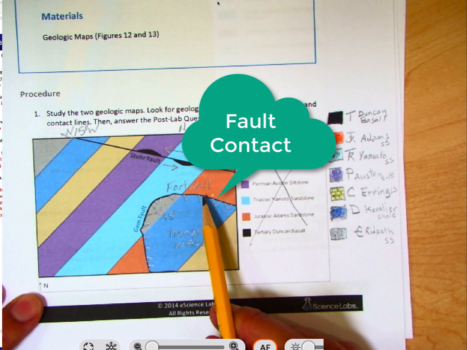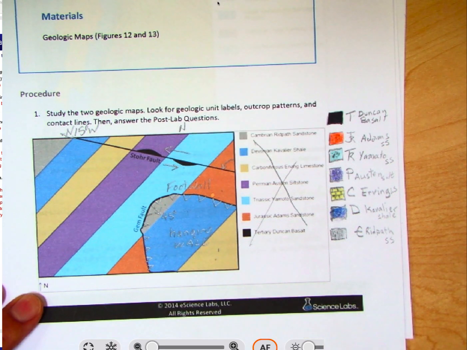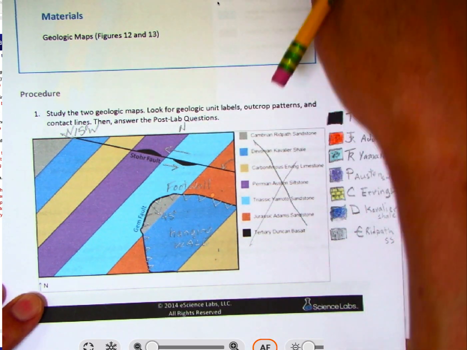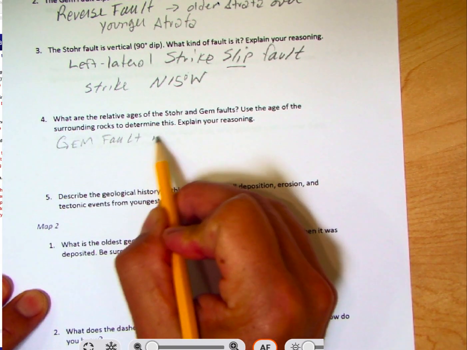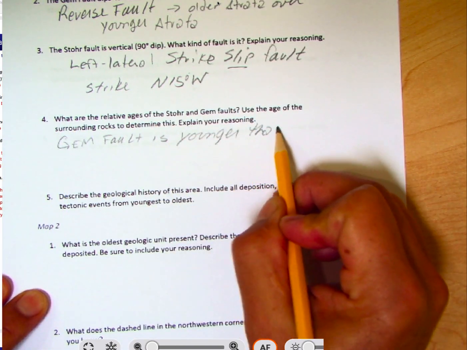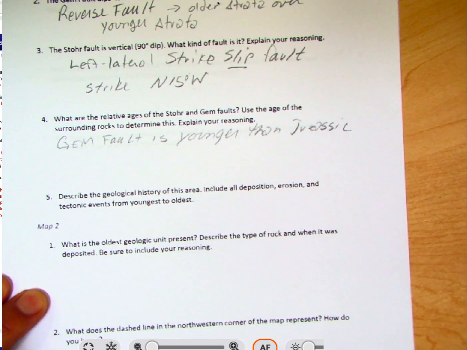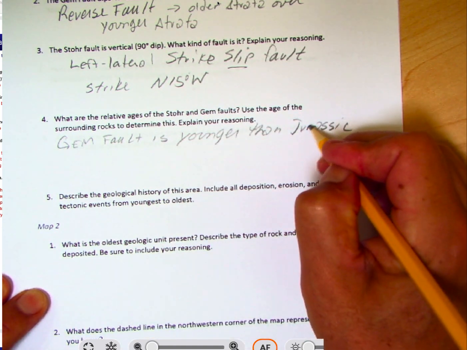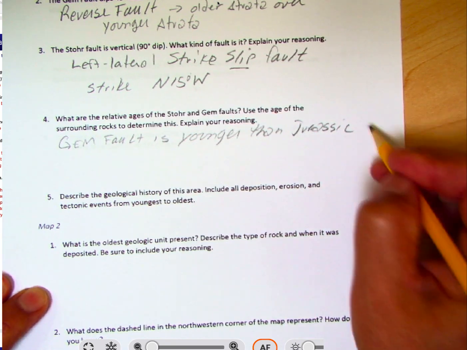So it's a fault contact right here, which means that this fault must have occurred sometime after the Jurassic, right? So we want to say that the Gem Fault is younger than Jurassic. We don't know exactly how much younger because we can't really see relationships for other rocks, but we know it's something younger than Jurassic. So that would be our answer there.